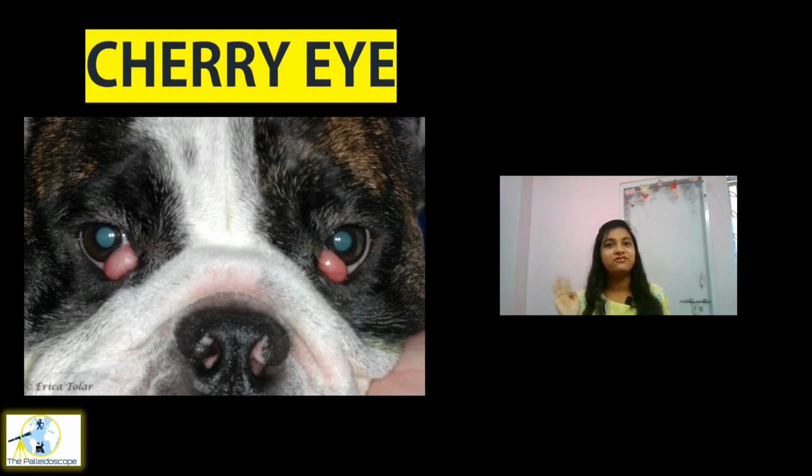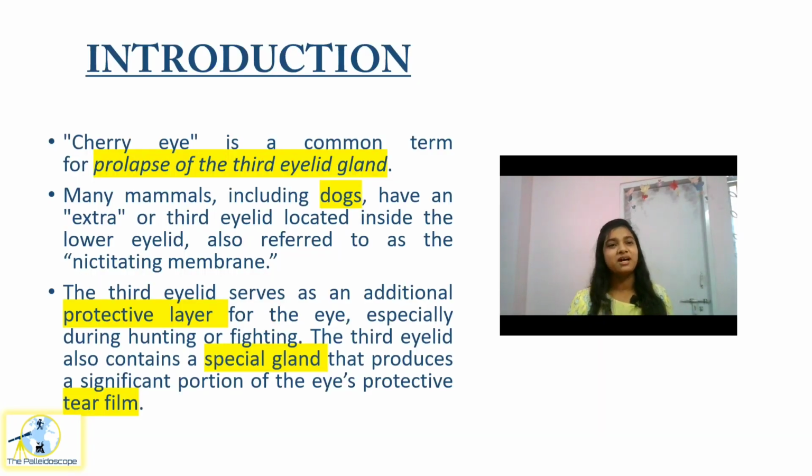Now cherry eye, the 4th very important disease. Okay, cherry eye. Introduction. A brief introduction about cherry eye is, what is cherry eye? It is a common term for the prolapse of the 3rd eyelid gland. Many mammals, including the dogs, are having a 3rd gland, you know. What is it doing? It is acting as a protective layer for the eye when they are fighting, and it also contains a special gland that produces a significant portion of the eye's protective tear film.